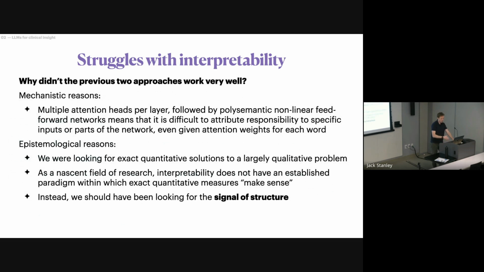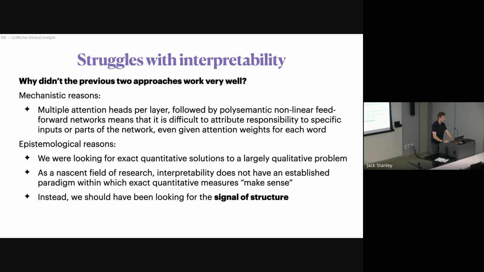So why didn't these previous two approaches work as well as we'd hoped? Well, there are mechanistic reasons, obviously. We have multiple attention heads per layer, followed by very polysemantic, as we were saying, nonlinear feed-forward networks. And this means it's very difficult to attribute the responsibility to specific inputs or parts of the network, even if we're given these very tantalizing attention weights for each word, right?